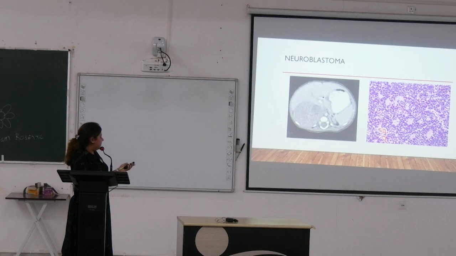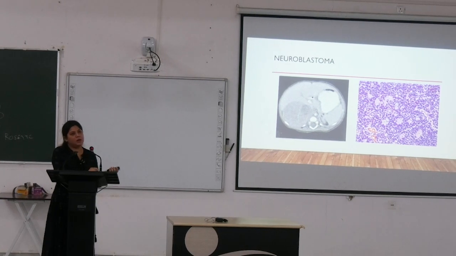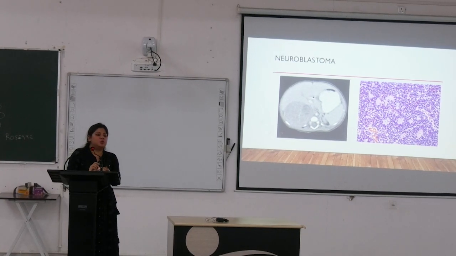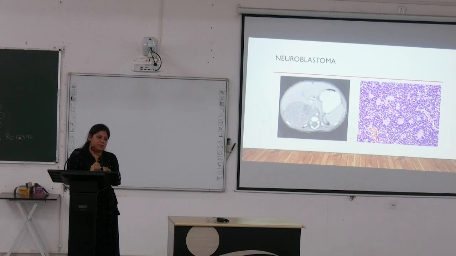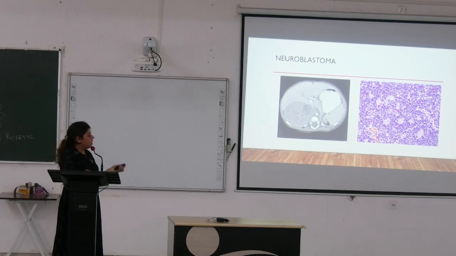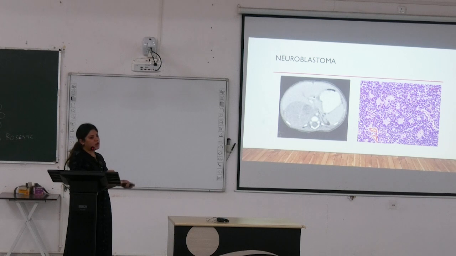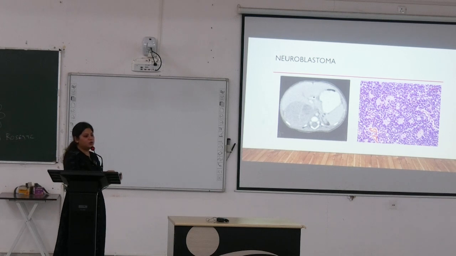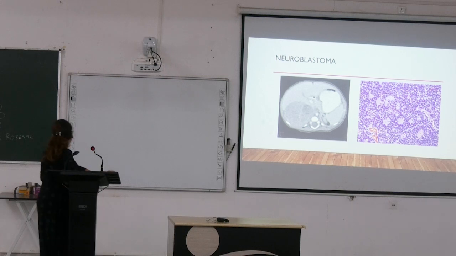So next, neuroblastoma, it is caused due to ALK gene amplification. ALK gene you have heard of, right? Anaplastic lymphoma kinase. ALK gene amplification gives rise to neuroblastoma, and neuroblastoma specific markers are NSE, neuron specific enolase, and PHOX2B.